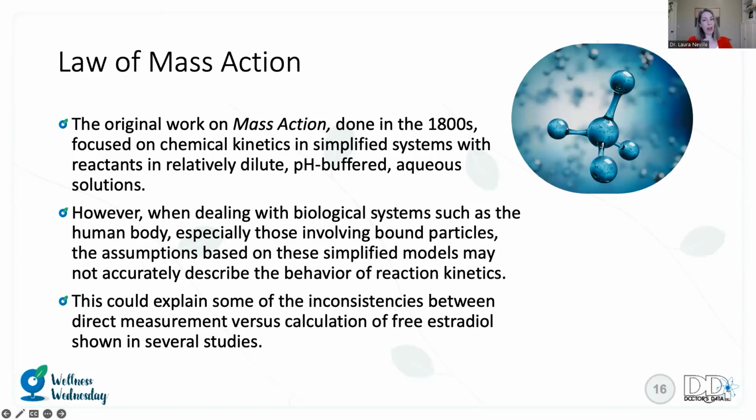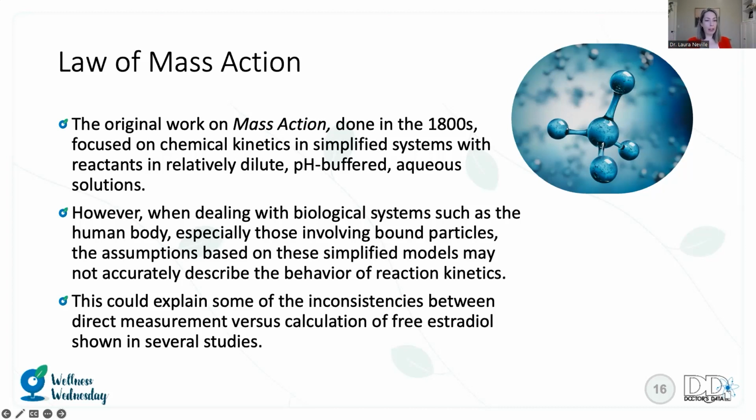So remember, I said that this calculation was originally derived using the law of mass action. Again, this was done in the 1800s. It focused on chemical kinetics of simplified systems in relatively dilute, pH-buffered aqueous solutions, meaning this was a highly controlled environment.